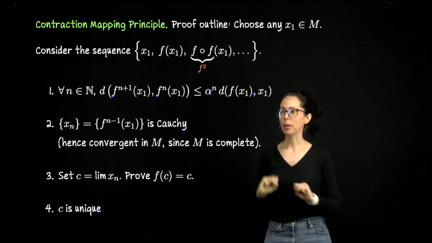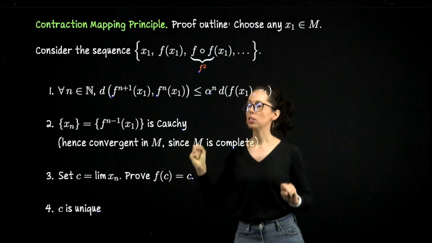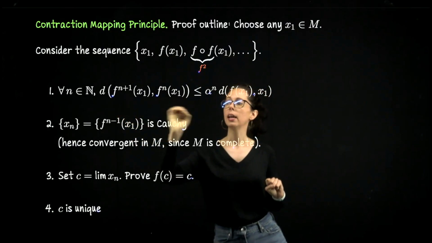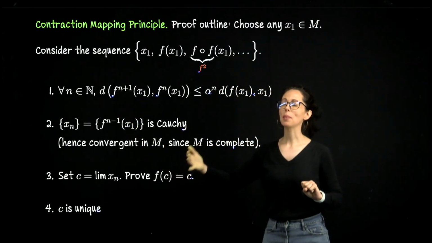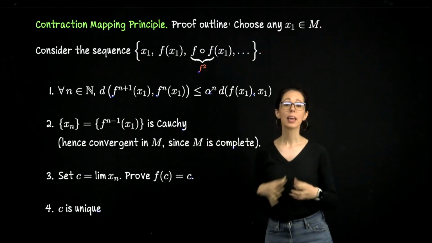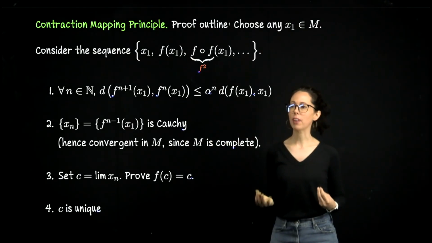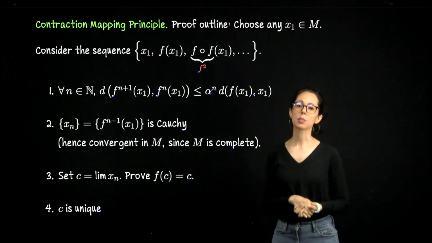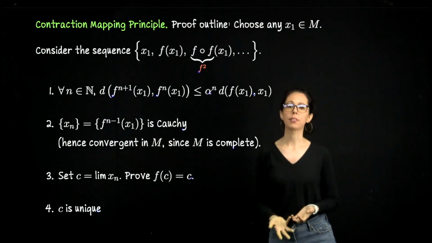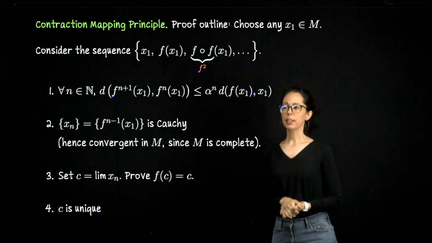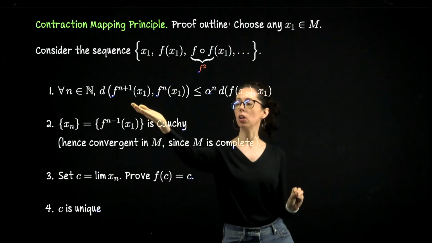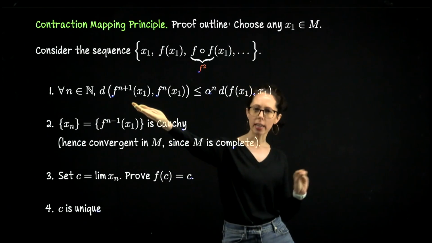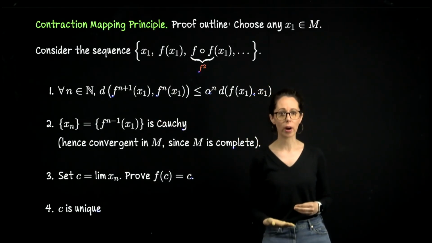So the first statement we can write concisely as saying that the distance between f composed with itself n plus 1 times and f composed with itself n times, that distance is something that we can understand. In fact, it's less than or equal to the scaling factor alpha to the n times the distance between the seed and just f of the seed. This tells us that we have a good handle on adjacent terms in the sequence that we form.